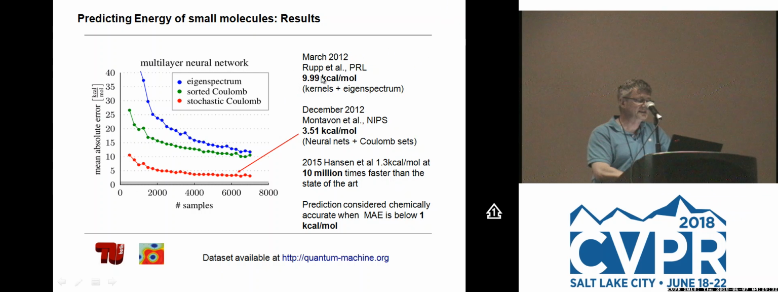At that time, actually, our Physical Review Letters paper said that we can do 10 kcal per mole accuracy. The chemical accuracy, the dream of chemists, is at 1 kcal. So already at NIPS 2012, we were able to go to 3.5, then in 2015, 1.3, and we are now at 0.3 kcal. And just to remind you, it's not taking 5 hours per computation, but fractions of a millisecond for every prediction. So we are at the same accuracy, but 10 million times faster.